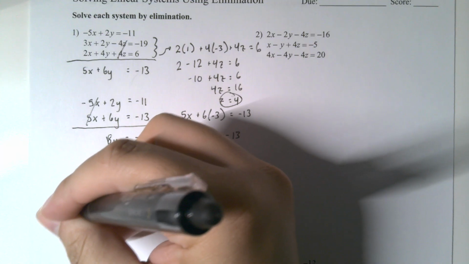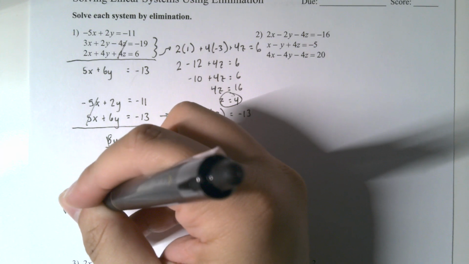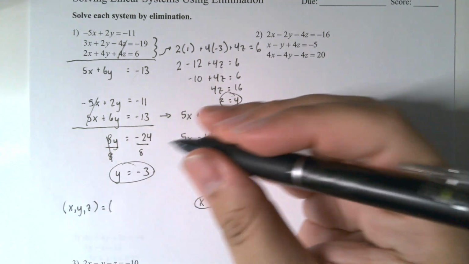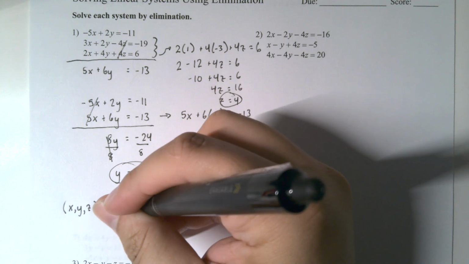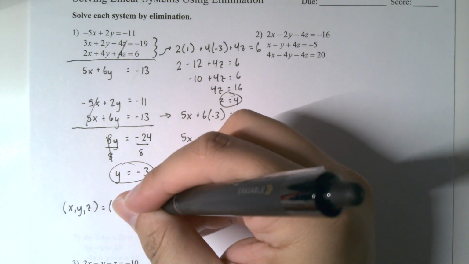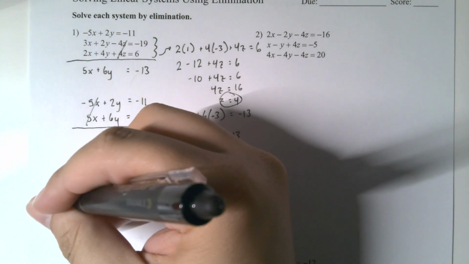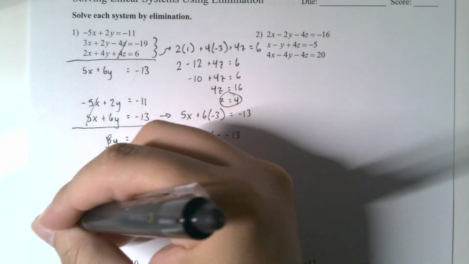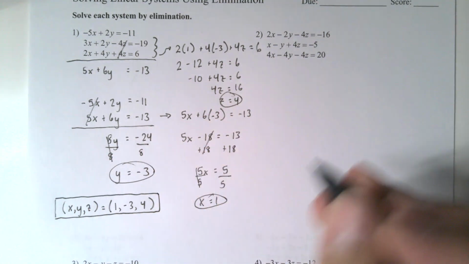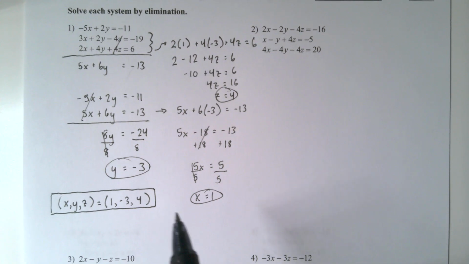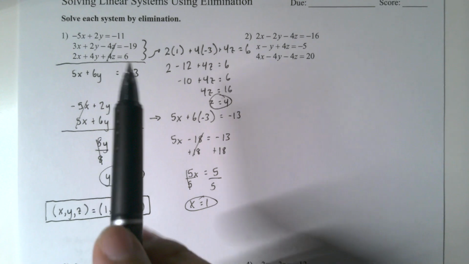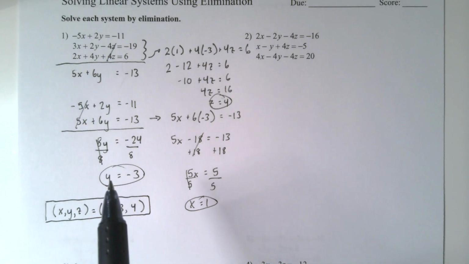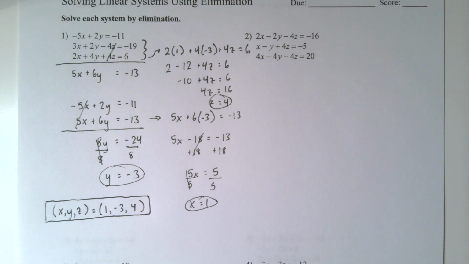We can write our solution as x comma y comma z is equal to 1, comma, -3, comma, 4. And so this is how we write our answer as a coordinate. And these are the values of x, y, and z that will make every single one of these equations true. And so that's our first example.